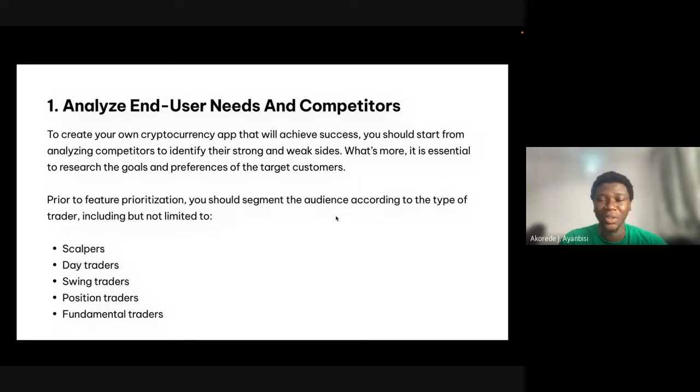So I'm just going to briefly talk about what a scalper is. Scalpers are categorized as short-term traders. Scalpers earn money by reselling stock and benefiting from small price changes. They usually hold their position open from several seconds to a few minutes.